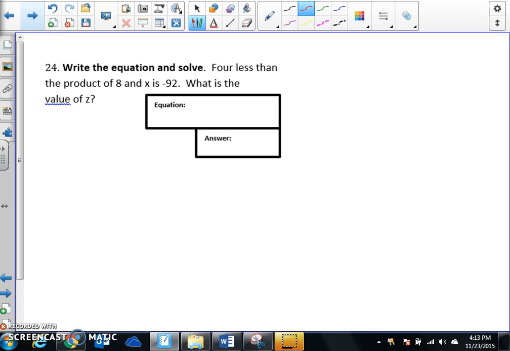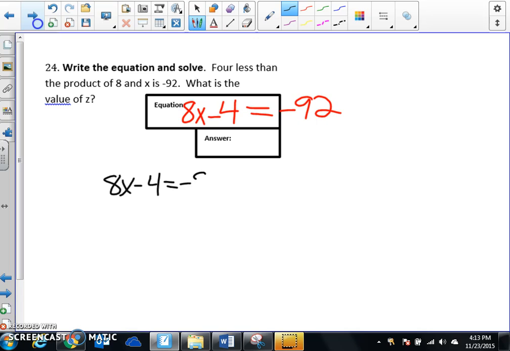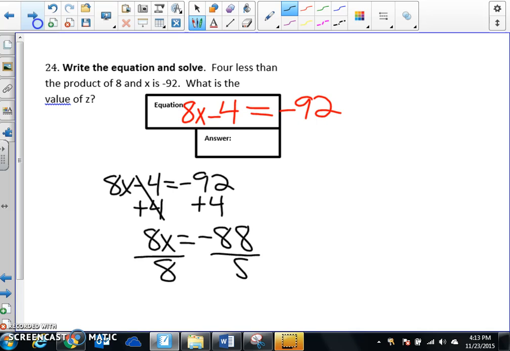Okay. 4 less than the product of 8 and x is negative 92. All right, now I can take that equation and solve. The opposite of negative 4 is plus 4. That gives me negative 88, and I divide by 8. x equals negative 11.